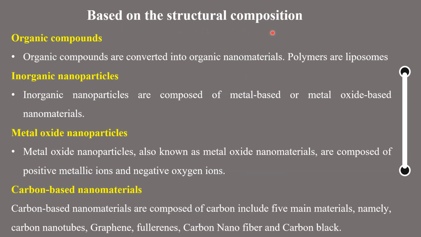Based on structural composition, organic compounds. Organic compounds are converted into organic nanomaterial. The example of organic nanomaterial is liposomes. Inorganic nanomaterials are composed of metal-based or metal oxide-based nanomaterials. Metal oxide nanomaterial is composed of positive metallic ions and negative oxygen ions. Carbon-based nanomaterials are composed of carbon, and include five main materials, namely carbon nanotubes, graphene, fullerene, carbon nanofiber, and black carbon.